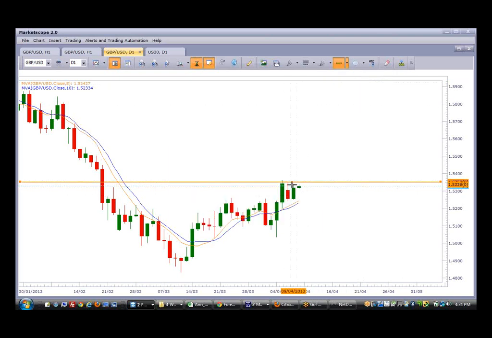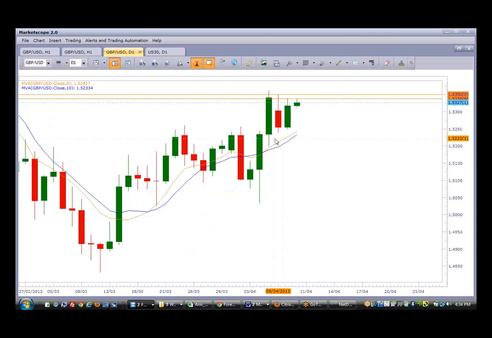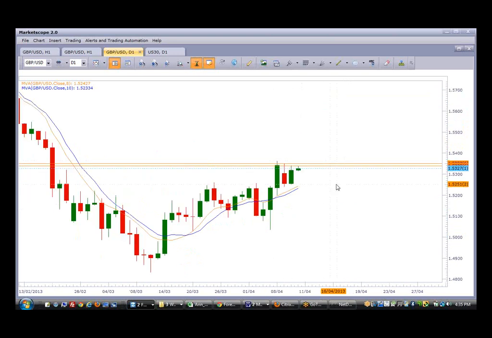Okay. What you can also see here is that buyers are visible now, since it's also creating higher lows right here. Okay, got it. Okay, cool. Any other questions?